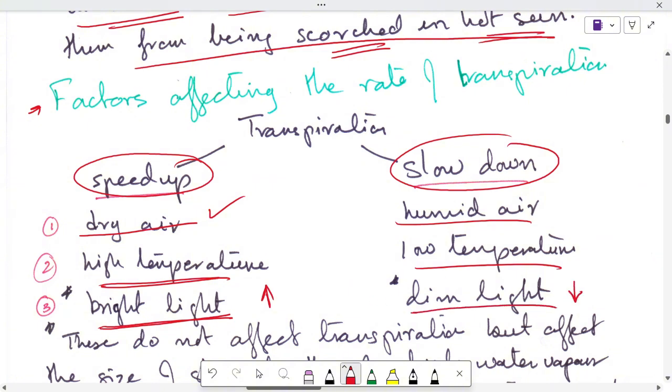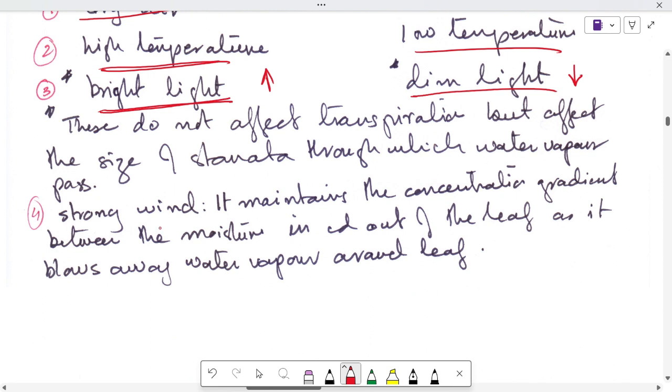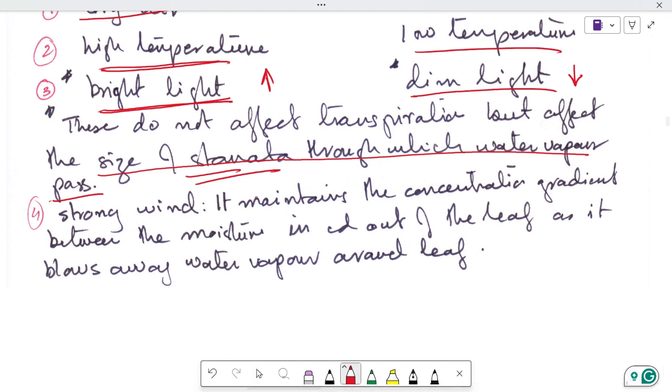These do not affect transpiration but affect the size of stomata through which water vapor passes. I am talking about the light. You know that in the presence of light, the guard cells are photosynthesizing and preparing food. And we have already discussed that when the guard cells photosynthesize, water enters them, they become turgid, and the stomata open. Now, last but not the least, strong wind.